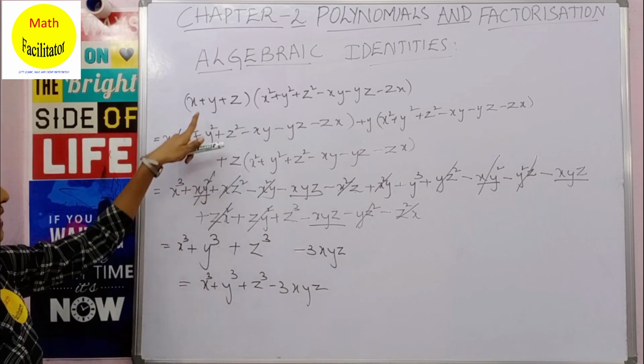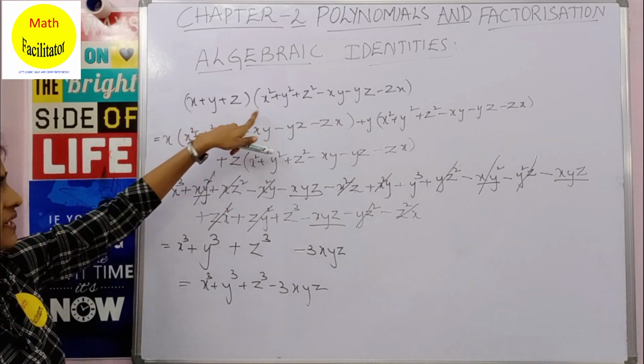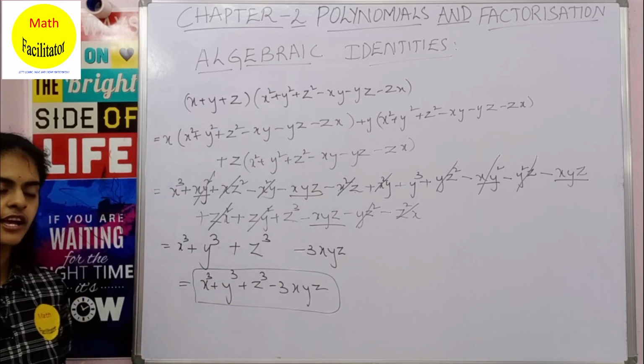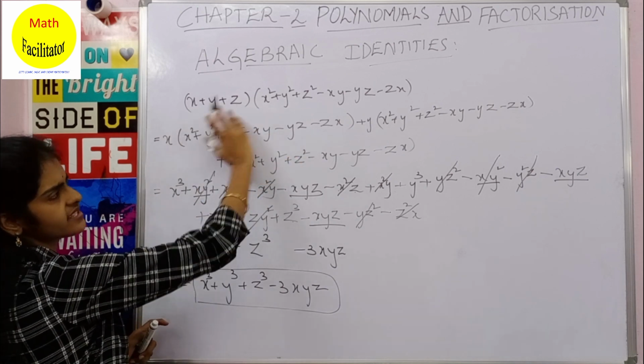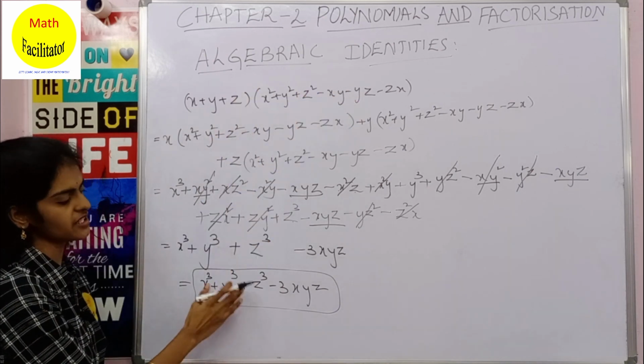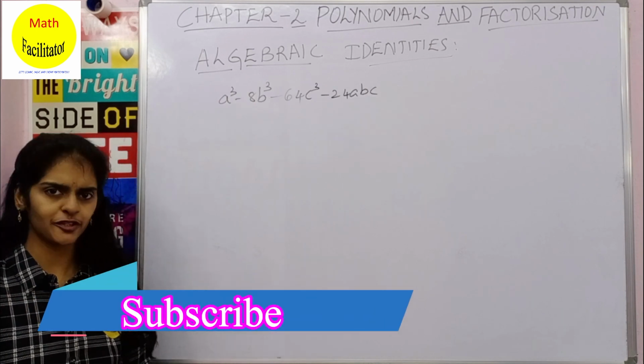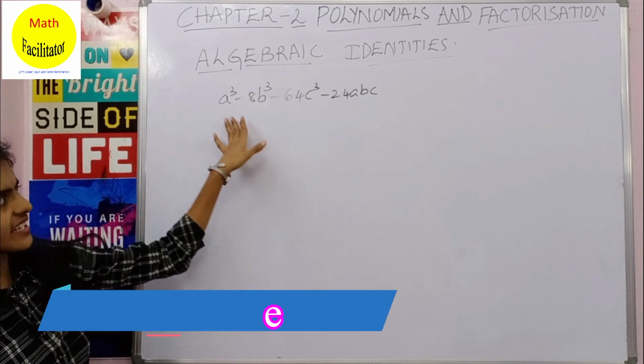See, such a big polynomial multiplication, and you have got such a simple answer. Yes, so whenever you find a question in this form, you can simply use this identity to solve it. Clear? So let us use identities to solve a few questions.